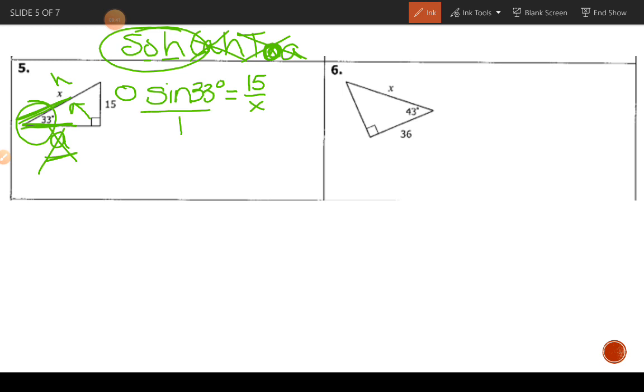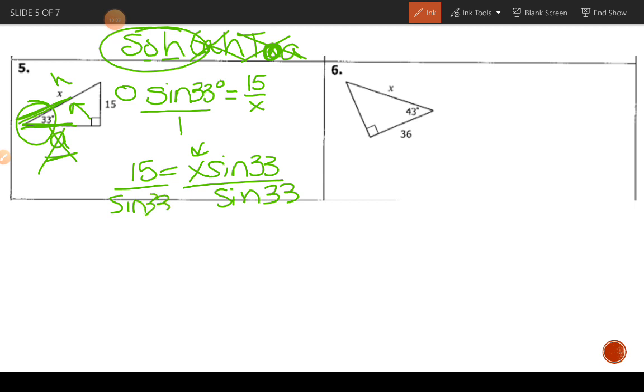Okay, now this time the x is in the denominator, so let me show you what this is going to look like when we cross multiply. We get 15 times 1 is 15, is going to be equal to x sine of 33. Okay? But what we want to do here is get the x by itself, so we're going to divide by sine of 33. So this 15 over sine of 33, this right here is what I'm going to put in my calculator. So let me show you how this is going to work.